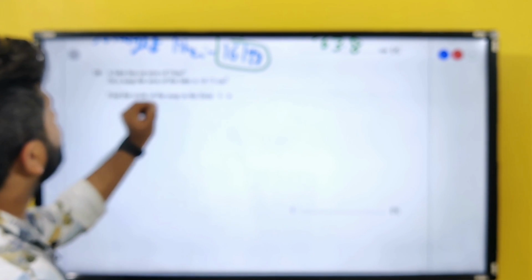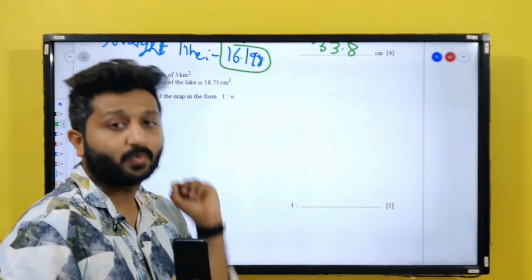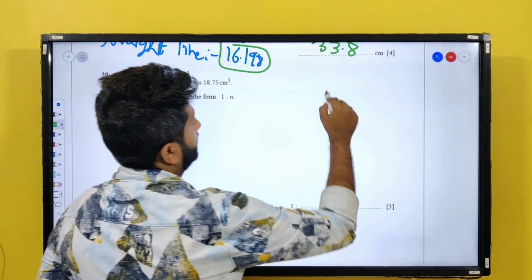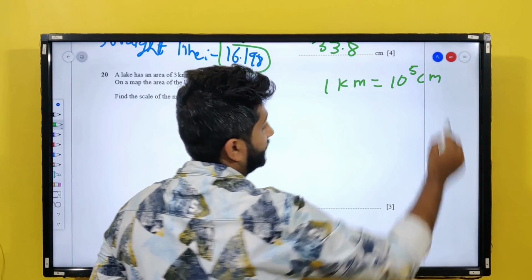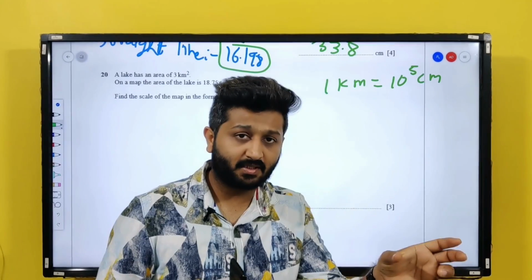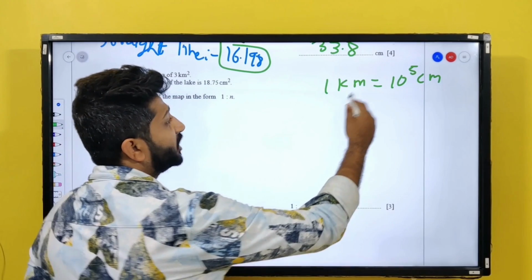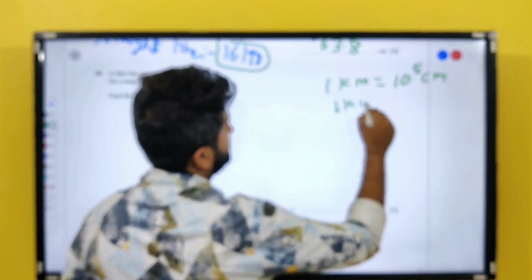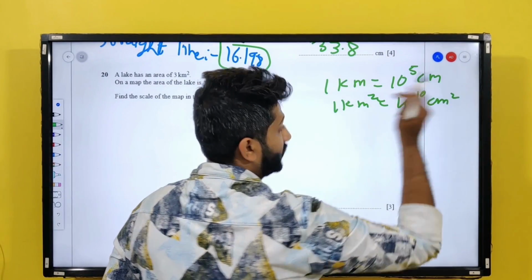Next. A lake has an area of 3 kilometers square. On the map, the area of the lake is 18.75 centimeters square. Find the scale of the map in the form 1:n. Okay. So in real life the area of the lake is 3 kilometers square. We must know that 1 kilometer is 10 raised to 5 centimeter, because 1 kilometer is 1000 meter, and 1 meter is 100 centimeter. So if 1 kilometer is 10 raised to 5 centimeter, then 1 kilometer square is going to be 10 raised to 10 centimeter square.